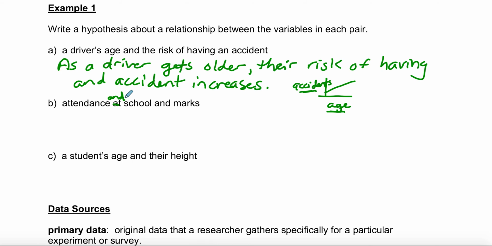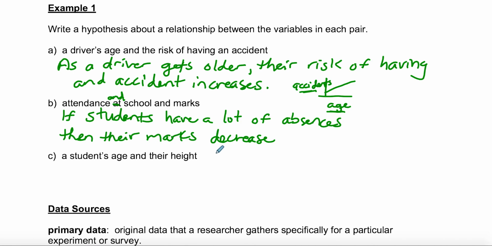Attendance and school marks. So we think about people being away a lot, and if you're absent a lot, then maybe their marks would go down. So that could be a hypothesis. If students have a lot of absences, then their marks decrease.